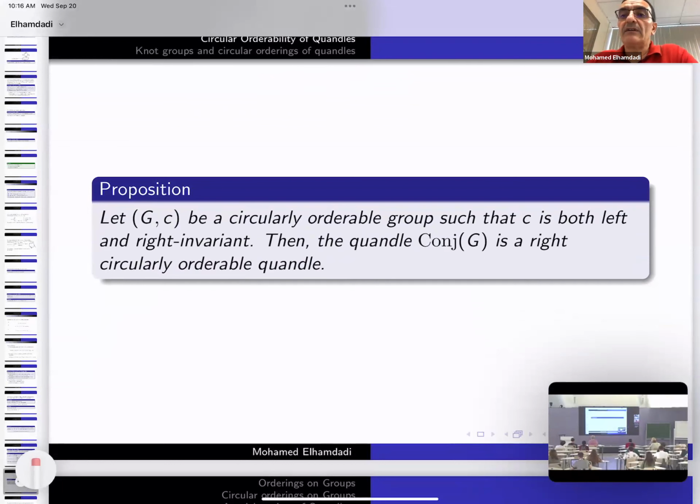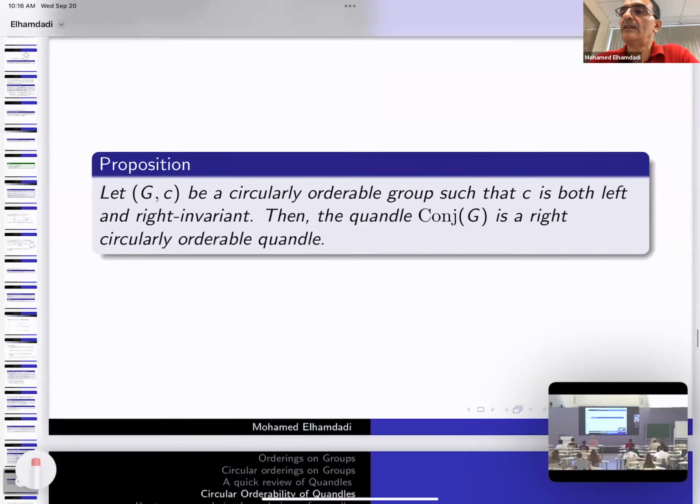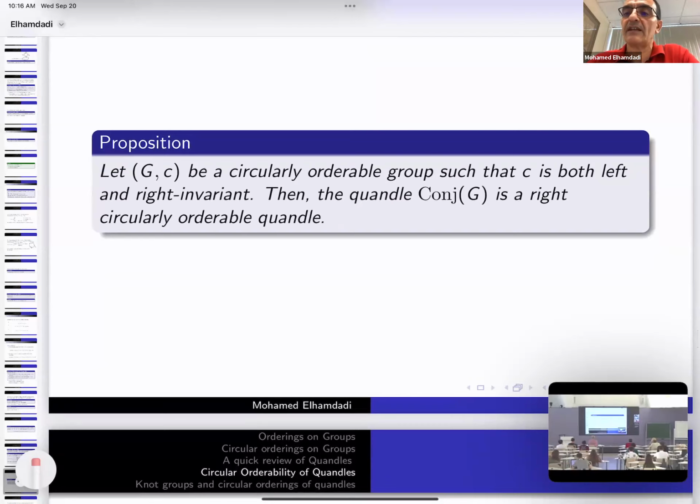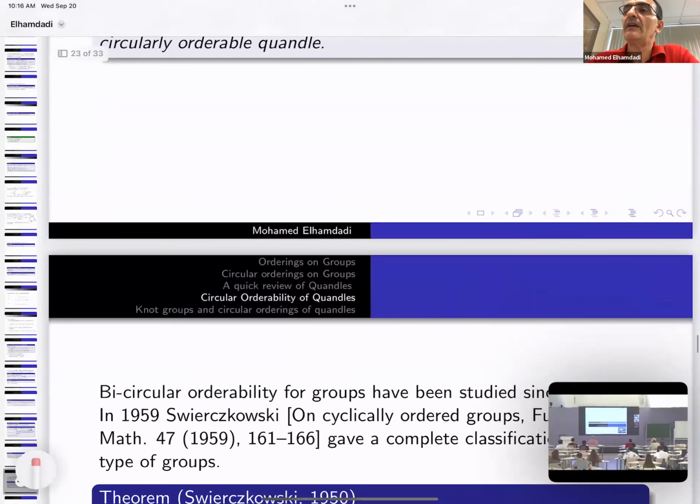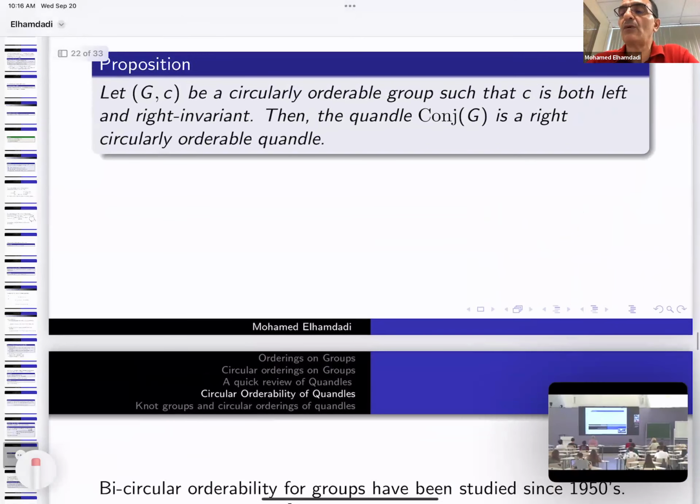If you have a group that is circular orderable with a circular ordering C such that it's both left and right invariant on the group, then the conjugation quandle is a right circular orderable quandle. That's straightforward because we require that C is both left invariant and right invariant. If it's just left invariant, or only right invariant, it doesn't work.